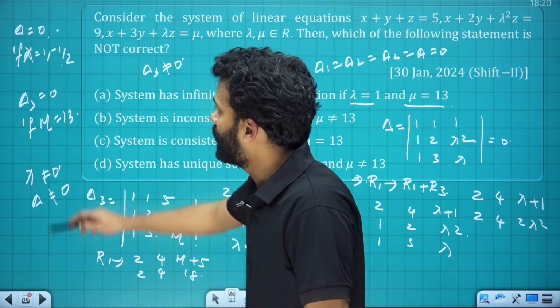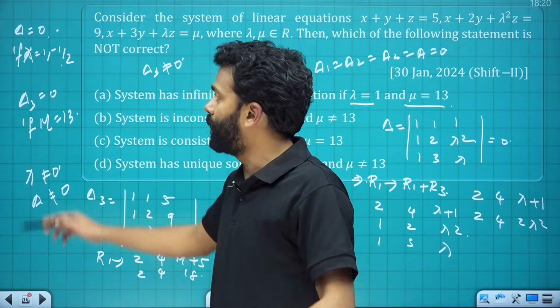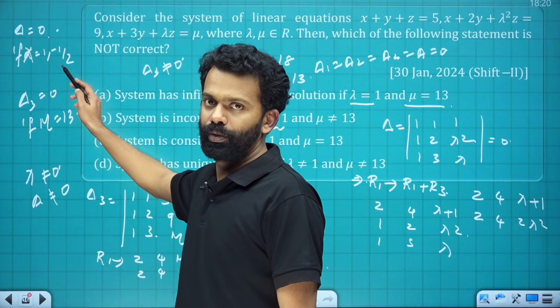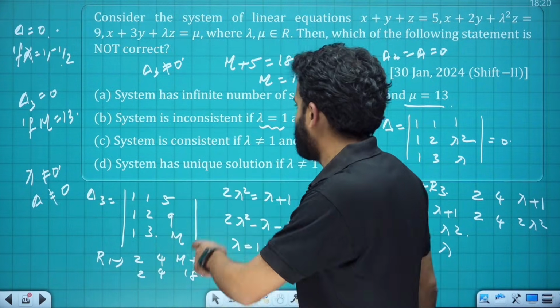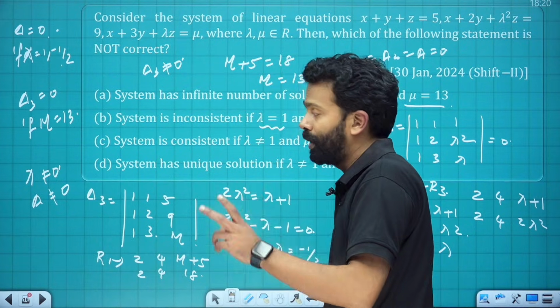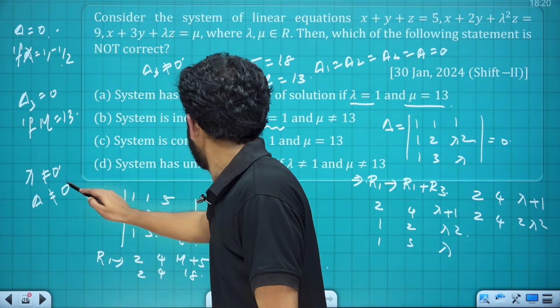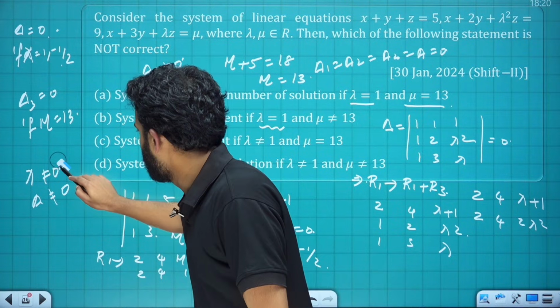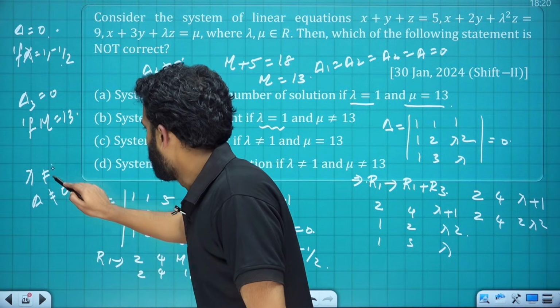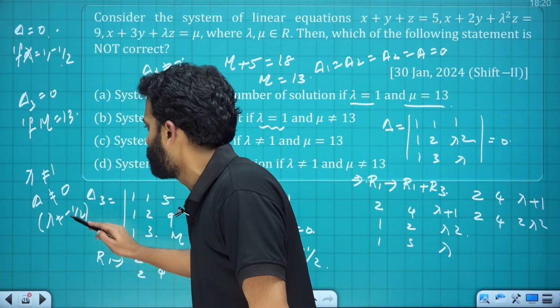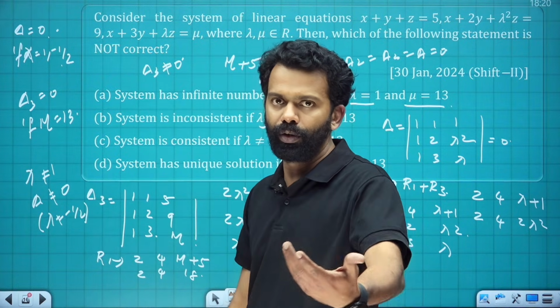See, for two values of lambda, this becomes 0. What are the values? 1 and minus 1 by 2. That is a tricky part here. They have mentioned that lambda is not equal to 1 only. So I am considering two cases. The first case where lambda is not equal to 1, and I am assuming that lambda is not equal to minus 1 by 2 also. By that, the value of the determinant is not equal to 0.